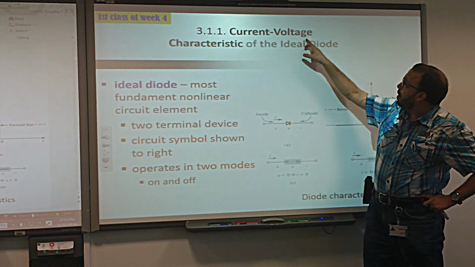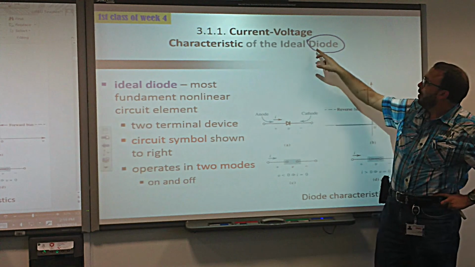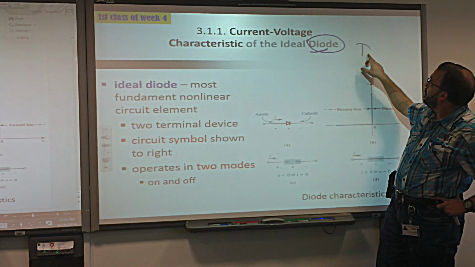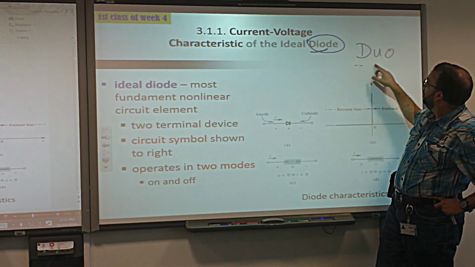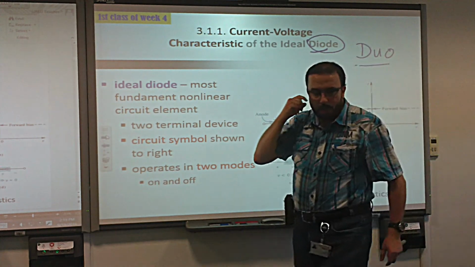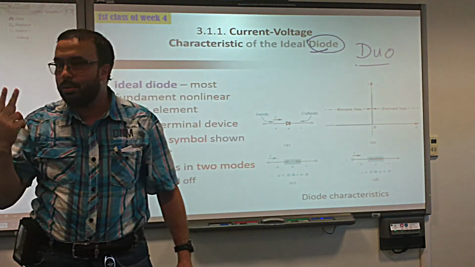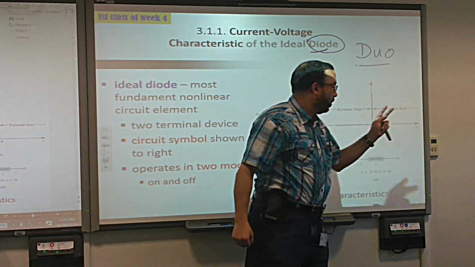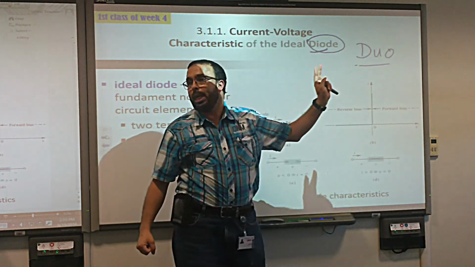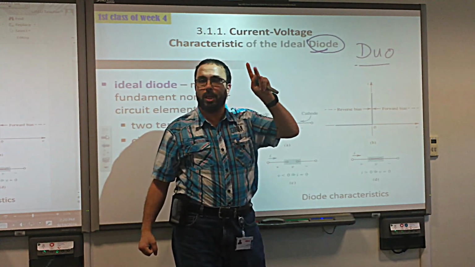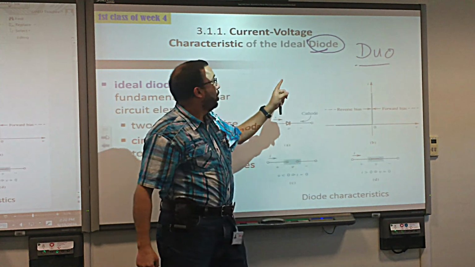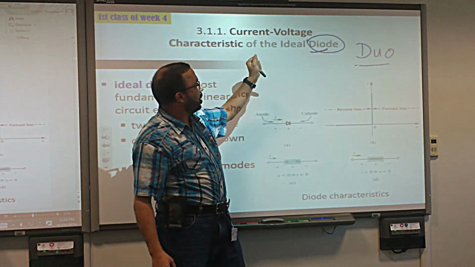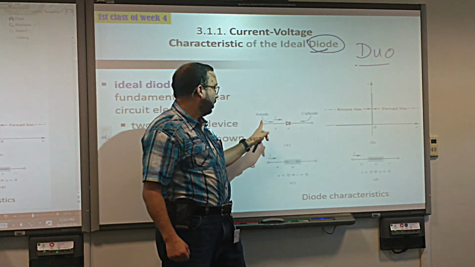So the first thing, why do we call it a diode? The name diode comes from a word meaning two, and we call it a diode because it is composed of two terminals: anode and cathode. So the diode is basically a junction, as I mentioned last time, and that junction has terminals, cathode and anode.